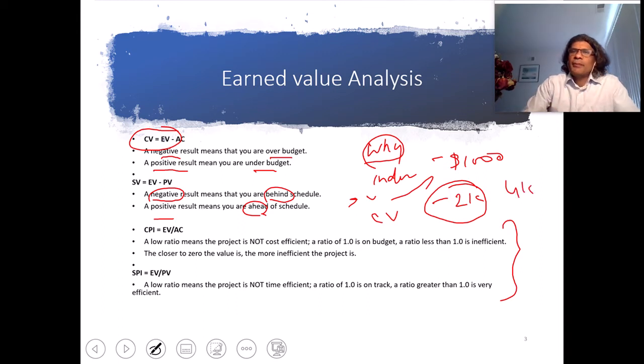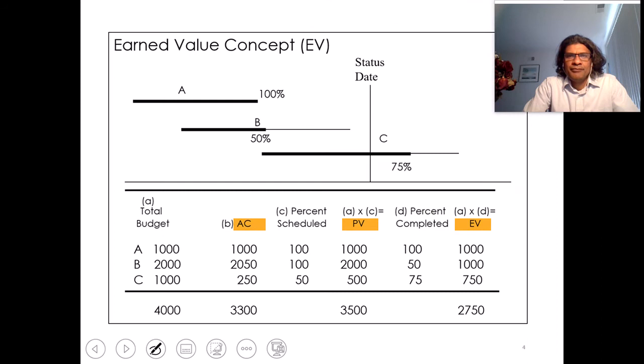To understand the magnitude of the variance, to understand the magnitude of the impact, we analyze that variance from the perspective of a ratio. That's the reason the cost performance index, CPI, and the schedule performance index are utilized.